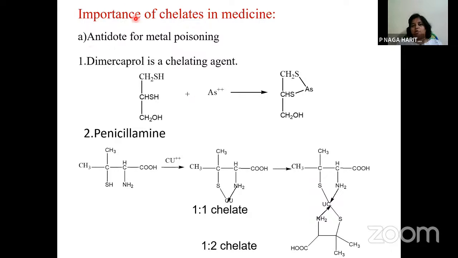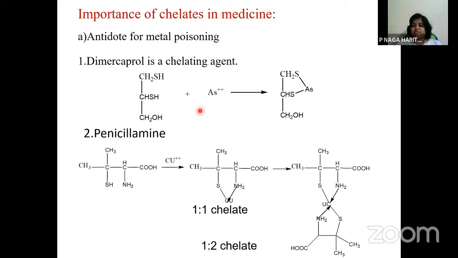So here, the importance of chelates in medicine is that they are used as an antidote for metal poisoning. Whenever metal poisoning happens in the body, if an antidote is injected inside the body, the poison will form a chelate or complex with this antidote, and it will be restricted from moving into the systemic circulation. When the poison is not able to enter the systemic circulation, it cannot affect the system inside the body. Okay, so here dimercaprol is used as a chelating agent.